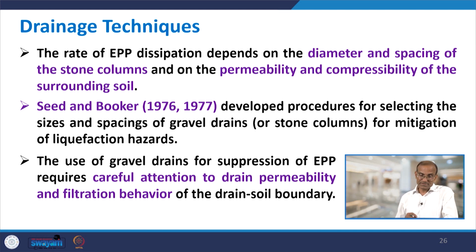For example, Seed and Booker in 1976 and 77 developed the procedure for selecting the sizes and spacing of gravel drains or stone columns. So, these gravel drains are a very important issue, and these are used for the dissipation of pore pressure, and perforated drains or vertical drains are also there. So, these drains are used for the dissipation of pore pressure.